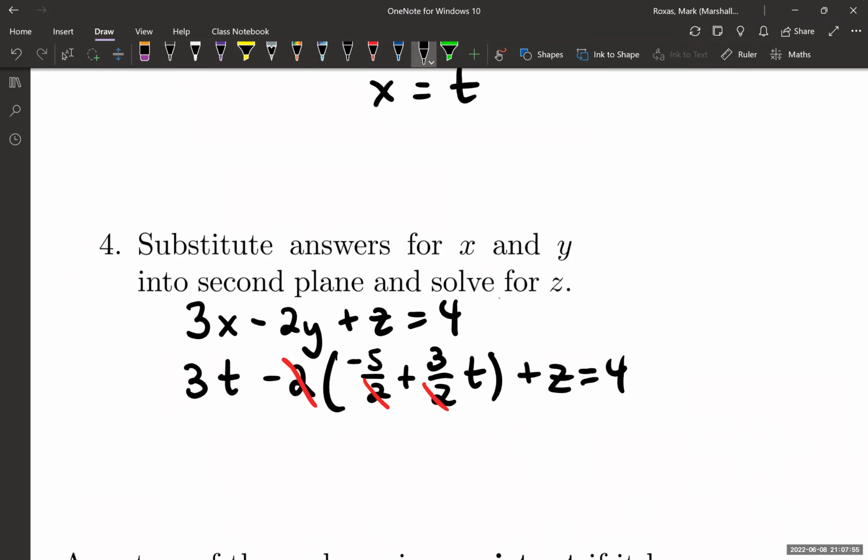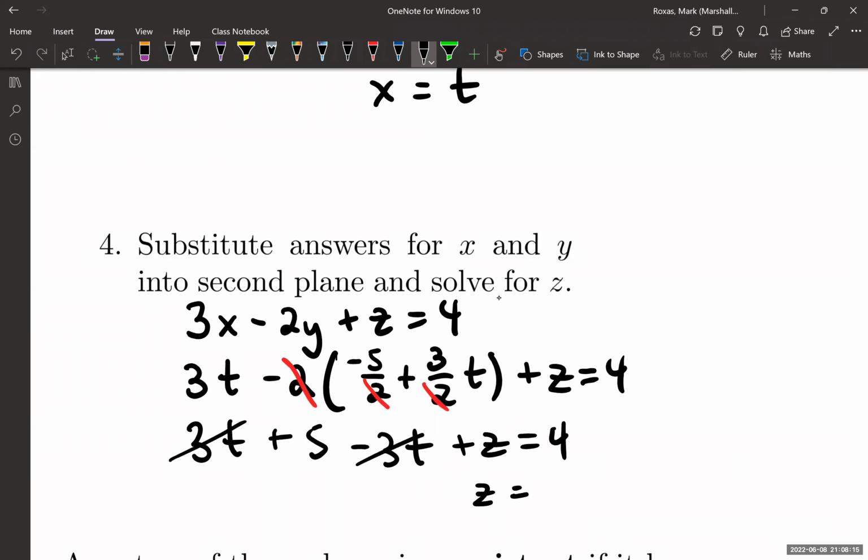So I have really a 3t, plus 5, and then minus times 3 is minus 3t, and plus, don't forget the z, and that's equal to 4. So then if I rearrange everything here, I can see the 3t's cancel, and then I have 5, so z equals 4 take away 5, which is negative 1. Now, if the t terms didn't cancel, I could end up having some kind of t value at the end, which is fine too. But here we only have z equals negative 1, and that completes our parametric equation, right?